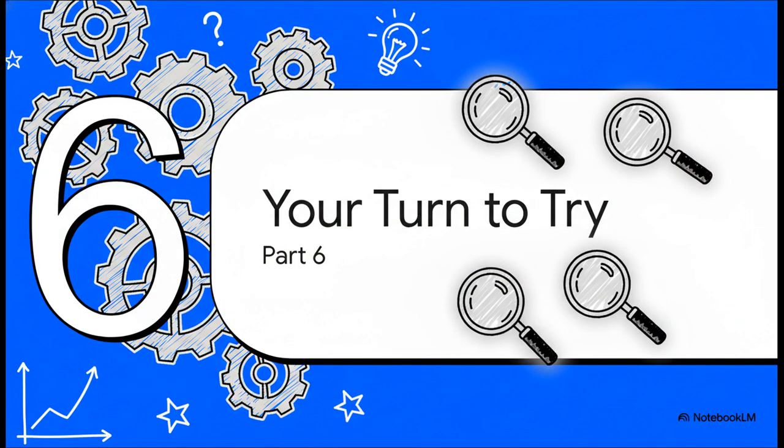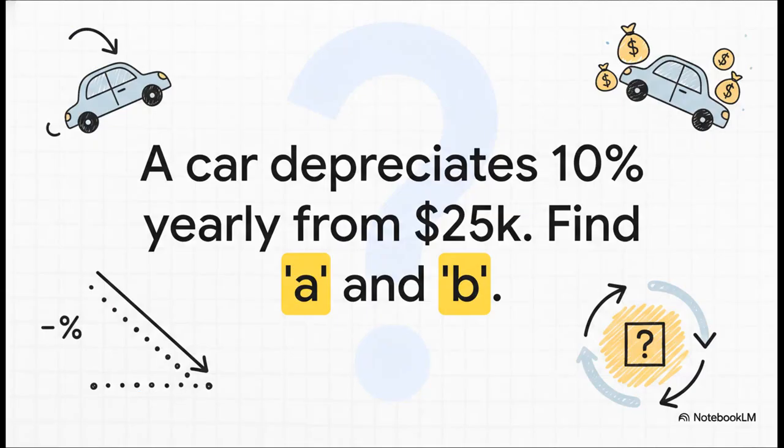All right, you've seen the pieces, you've seen how they fit together. Now it's your turn. Let's see if you can be the detective and find our two key ingredients in a brand new story. So here's the scenario. Marshall buys a car for $25,000. Every year its value depreciates, which is just a fancy way of saying it goes down, by 10%. So your job is to figure out two things. What's the initial value, A, and what's the constant multiplier, B? I'll give you a second to think about it.